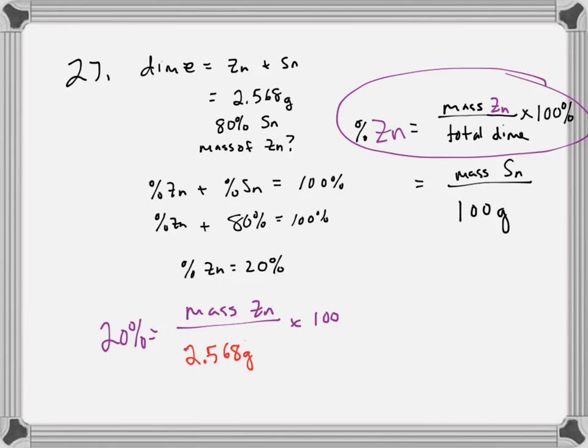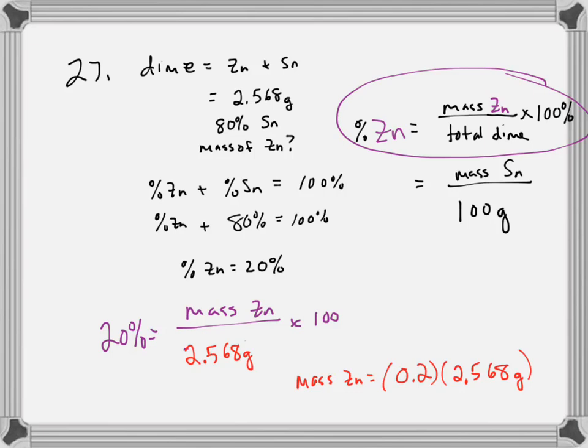Yes. So what I can go through and do is divide both sides by the 100, multiply both sides by 2.568, and I will get the mass of zinc equaling 0.2 times 2.568 grams. Punch it in the calculator, I get my answer.